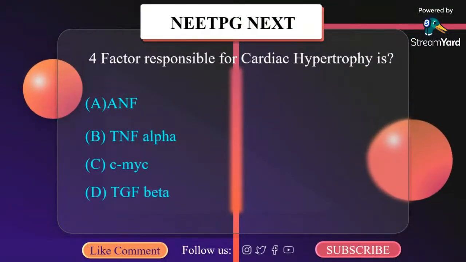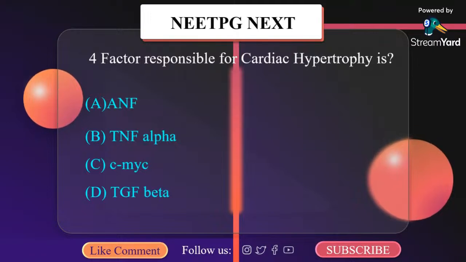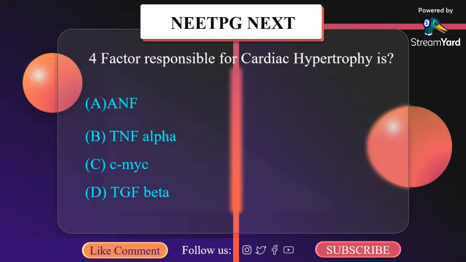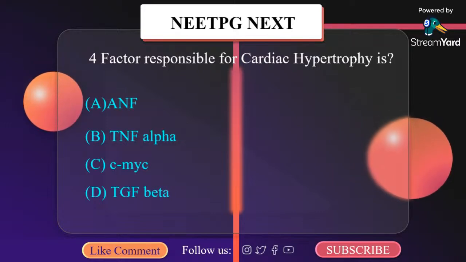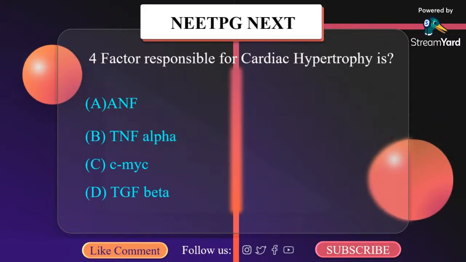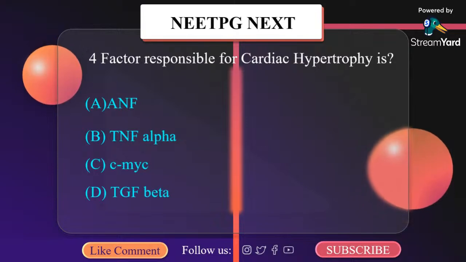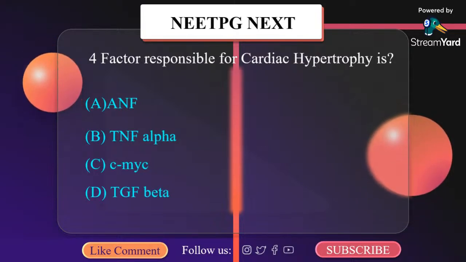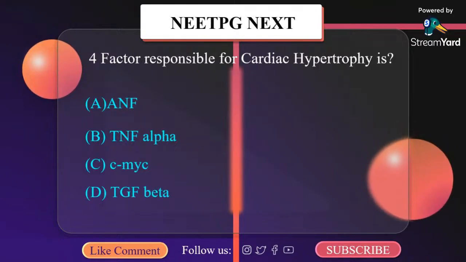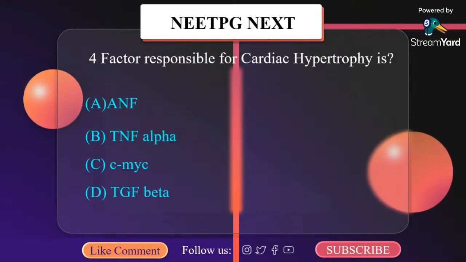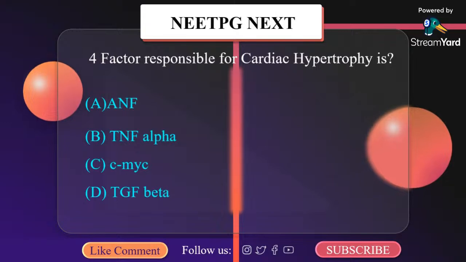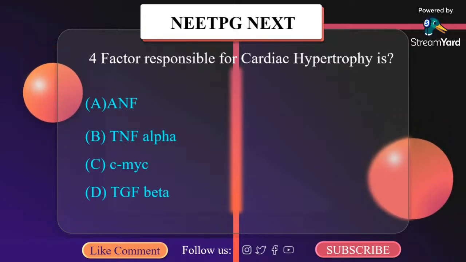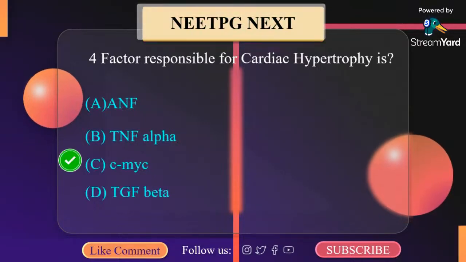Factor responsible for cardiac hypertrophy: A. ANF, B. TNF alpha, C. CMYC, and D. TGF beta. Now, what is the pathophysiology of cardiac hypertrophy? The molecular changes include expression of immediate early genes, that is FOS, JUN, MYC, and EGR1. So the correct answer here is C, MYC.